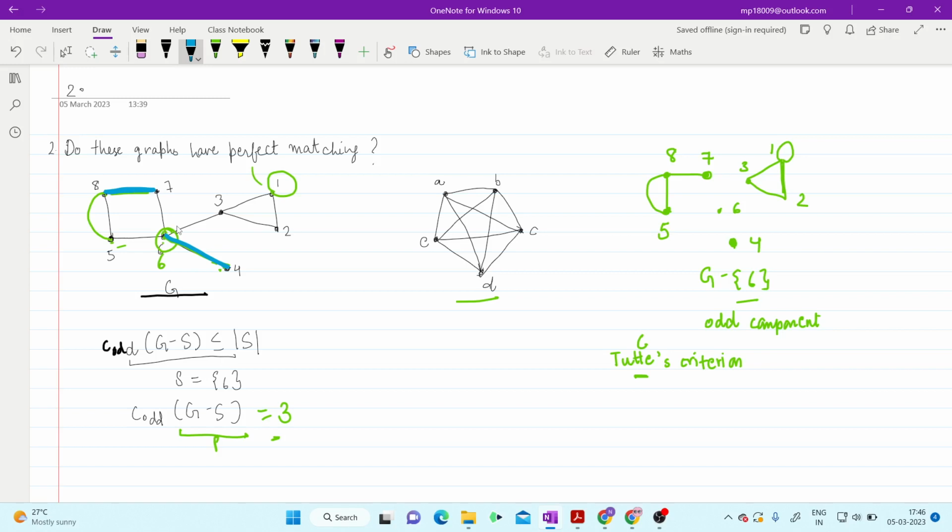Now 7 8 is there, and we cannot cover this vertex 5 with any edge, right? We can connect 3 1, yes, but we won't get a perfect matching, because in any of the matchings 5 won't be covered. If this graph has a perfect matching, 5 should be covered, right? So this graph won't have a perfect matching.